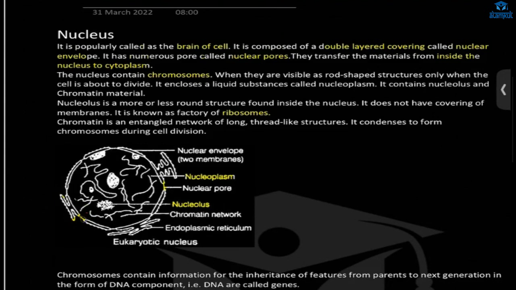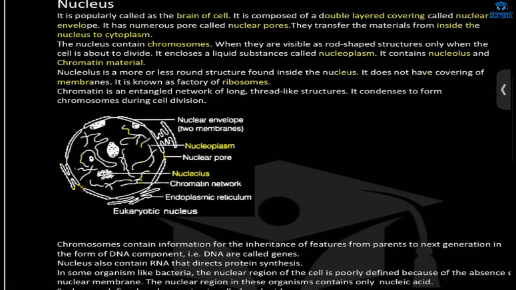The nucleus encloses a liquid substance called nucleoplasm. It contains the nucleolus and chromatin material. This chromatin material condenses to form chromosomes. The nucleolus is a more or less round structure found inside the nucleus. It does not have a membrane covering. It is known as the factory of ribosomes. Chromatin is an entangled network of long thread-like structures. It condenses to form chromosomes during cell division.